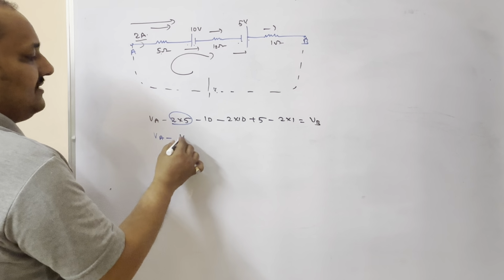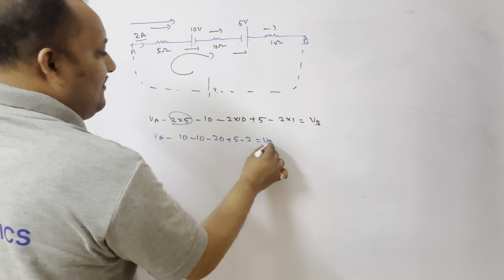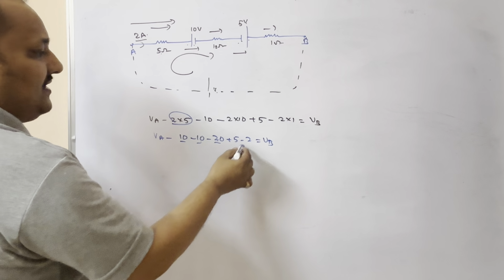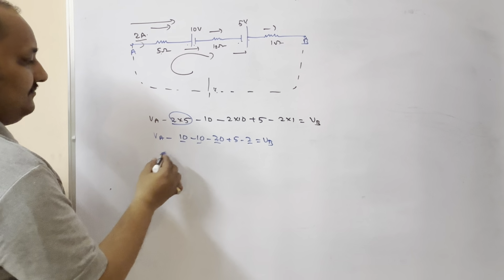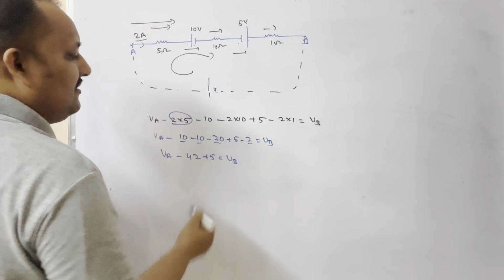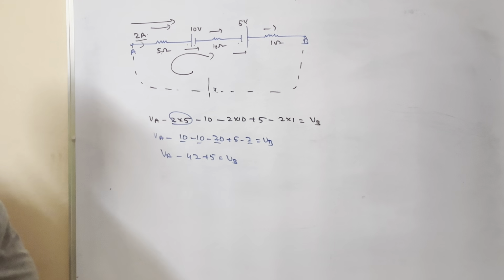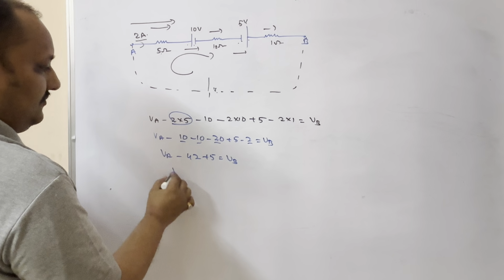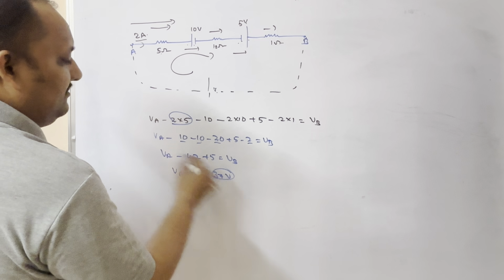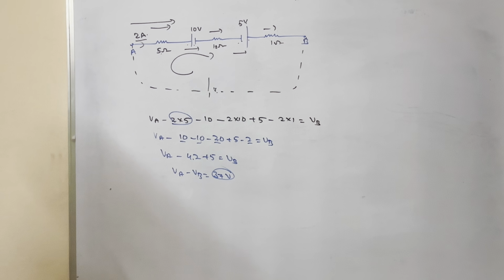Then you can solve this, this is mathematical calculation. So VA minus 10, minus 10, minus 20, plus 5, minus 2 equal to VB. So minus 10, minus 10, minus 20, so minus 40, minus 42, plus 5. Minus 42 plus 5 equal to VB. So 42, minus 5. How much? 37. Correct? So VA minus VB is equal to minus 37, which becomes plus 37. So like this also we can solve the problem. I hope you understood.